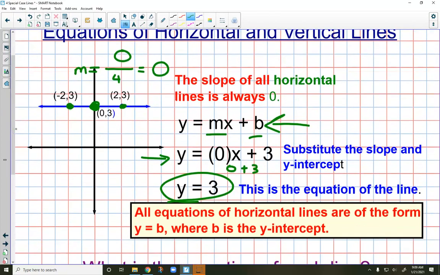All horizontal lines are in the form of y equals b, where b is the y-intercept. And that's the equation of a horizontal line.